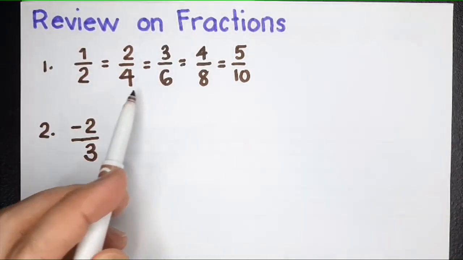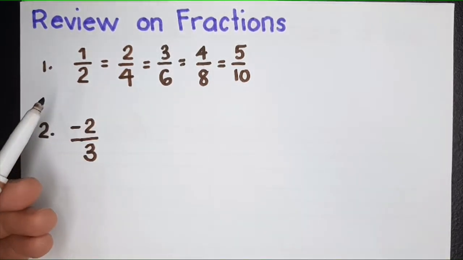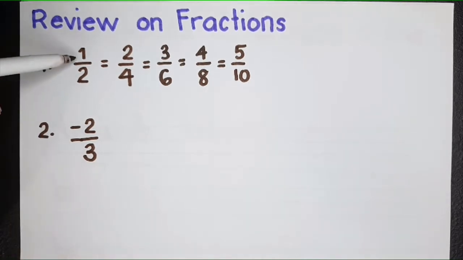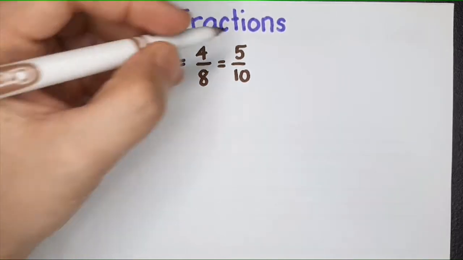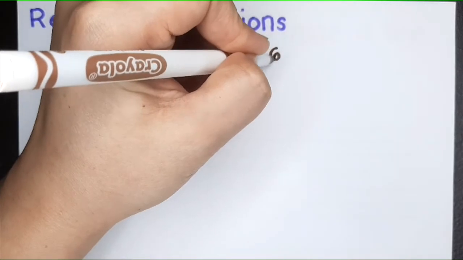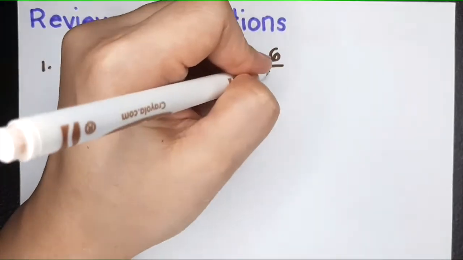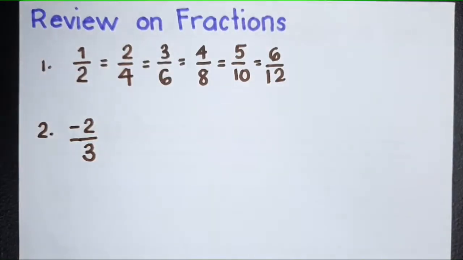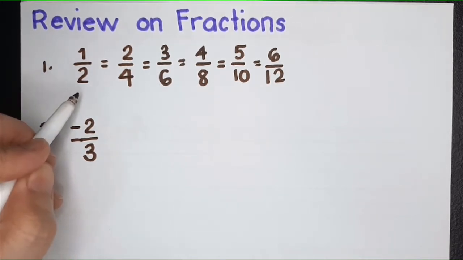So, how do we get these equivalent fractions? Madali lang, di ba? Mag-iisip lang kayo ng isang number na imumultiply nyo both sa numerator and sa denominator. Kunyari, naisip nyo 6. So, 1 times 6, you will get 6. Over, what is 2 times 6? You will get 12. Right? So, ang daming equivalent na fraction dito sa 1/2.